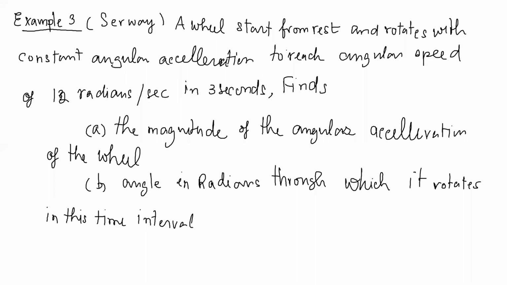Okay. A wheel starts from rest and rotates with constant angular acceleration to reach an angular speed of 12 radians per second in 3 seconds. Find the magnitude of the angular acceleration of the wheel and the angle in radians through which it rotates in this time interval.